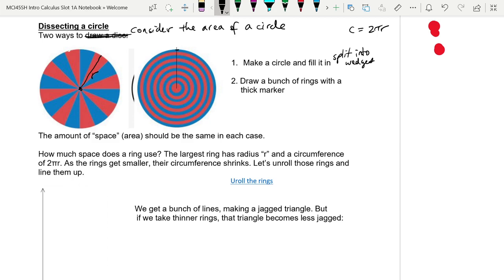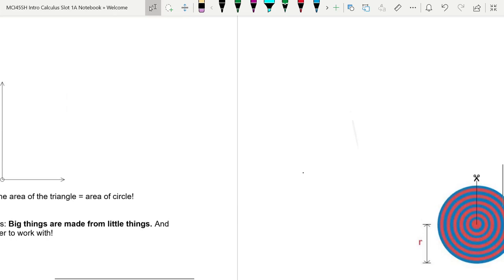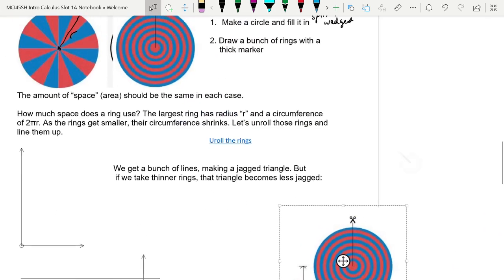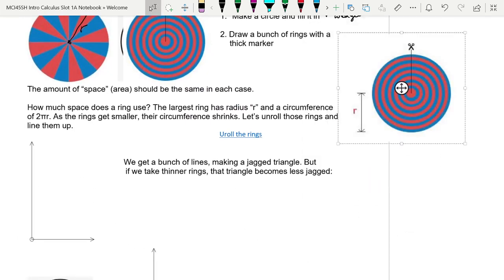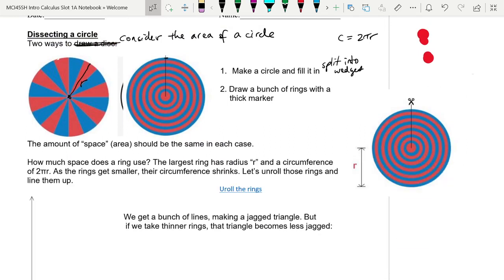Now, see if you can imagine unrolling those rings. Imagine if you took a pair of scissors, and you cut along this line here. You cut along that line. And then you just unrolled them.